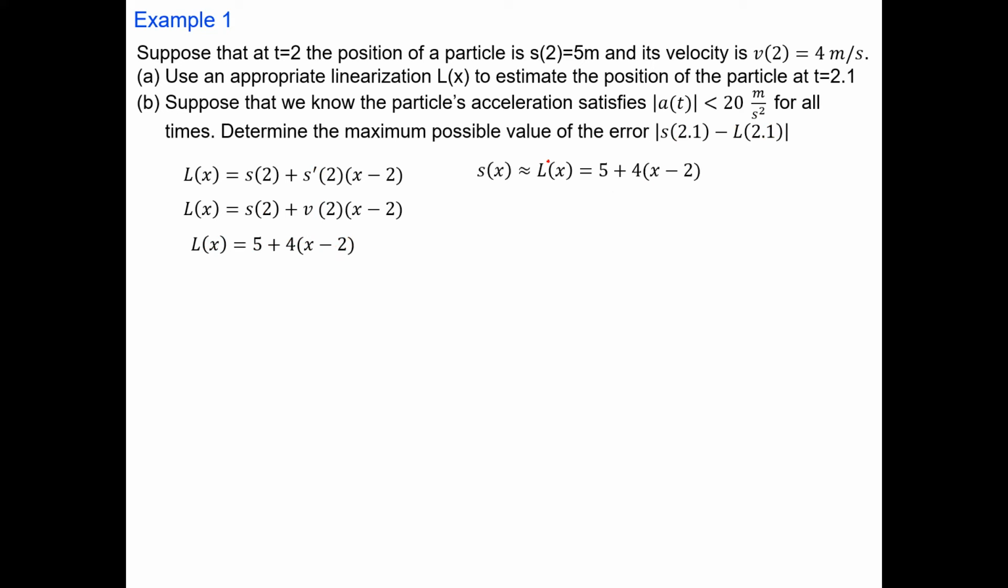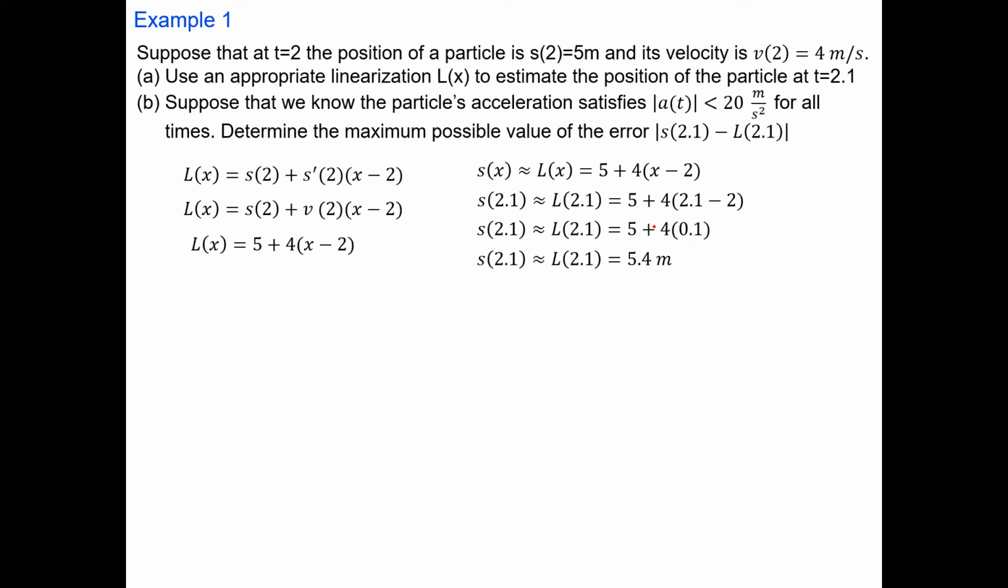Okay, let's evaluate. The position function can be approximated by the linearization. Let's substitute 2.1. 2.1 minus 2. Of course, delta x is 0.1 when we multiply. Okay, that means the position at time 2.1 is 5.4 meters. Okay, that's part A.